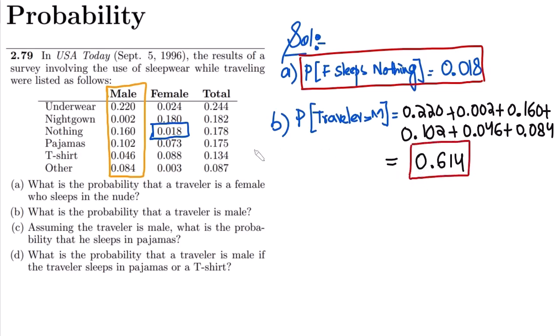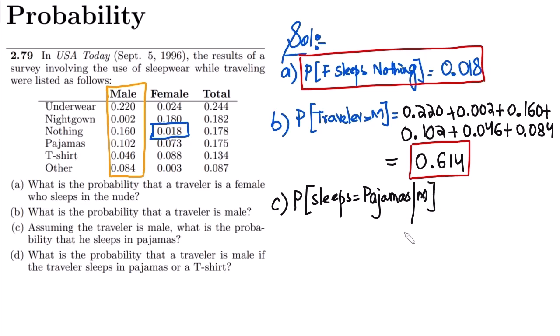Okay, so that is the solution of part B. Now in order to find the solution of part C, assuming the traveler is a male, what is the probability that he sleeps in pajamas? Okay, so that is C, and I have to find out the probability that he sleeps in pajamas, given that the person is a male. Okay, so he's a male.